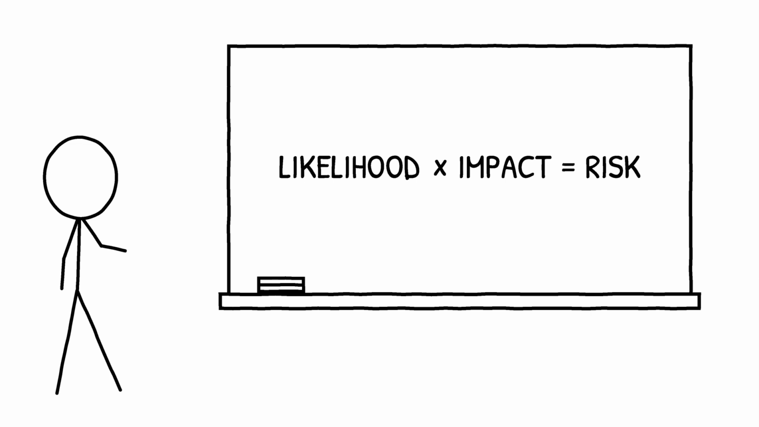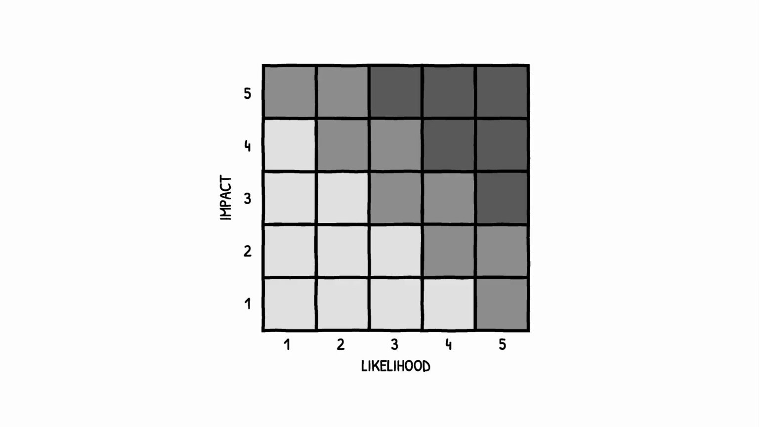A good way to visualize this is using a heat map, which is a 5x5 grid with likelihood on the x-axis and impact on the y-axis. We can then use this heat map to calculate risk by estimating both the likelihood and impact of an event out of 5.